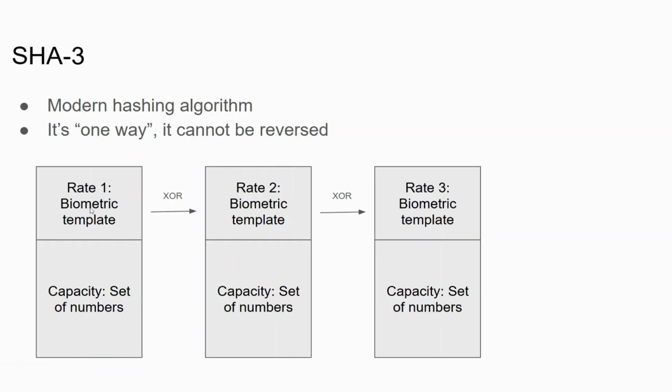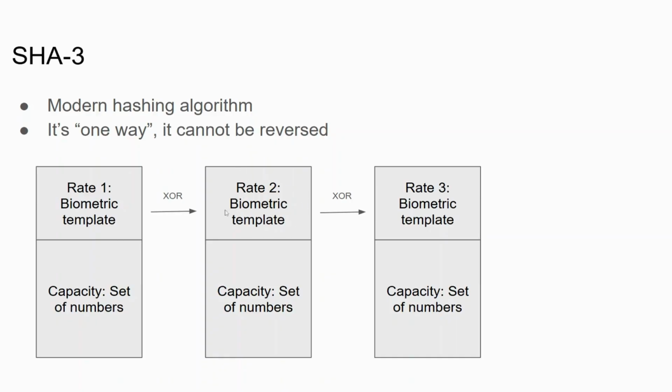The rate is the information or data you're passing through, so in this case, the biometric template. The capacity is a constant set of numbers, and what it does is in round one, it'll encrypt the rate with the capacity, so the numbers will be infused into the rate. Then before it moves on to round two, the rate 1 data will be XOR'd. Then we're going to do it again.